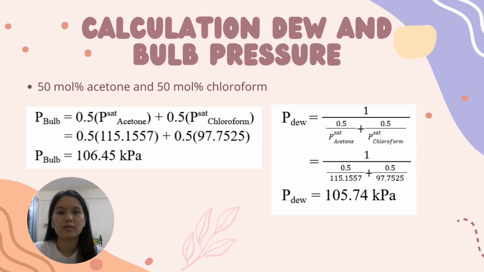Next, calculation of the bubble pressure and dew pressure. As our process condition is 50 mole percent acetone and 50 mole percent chloroform, to calculate the bubble pressure, we use the formula of 0.5 times the saturation pressure of acetone plus 0.5 times the saturation pressure of chloroform. For bubble pressure, we got 106.45 kilopascal, and for the dew pressure, we got 105.74 kilopascal.